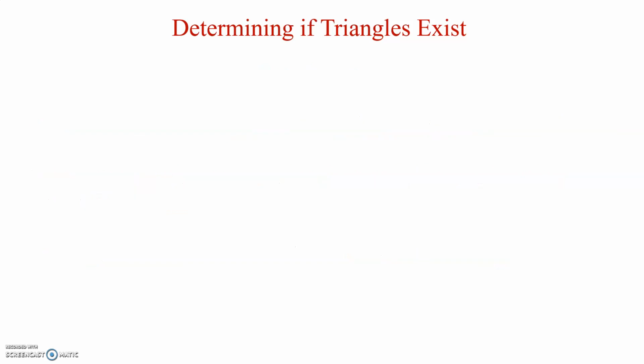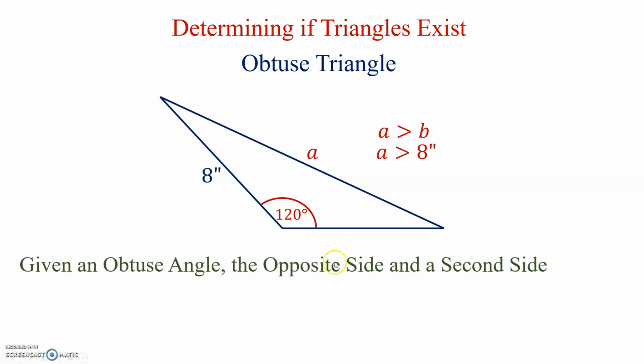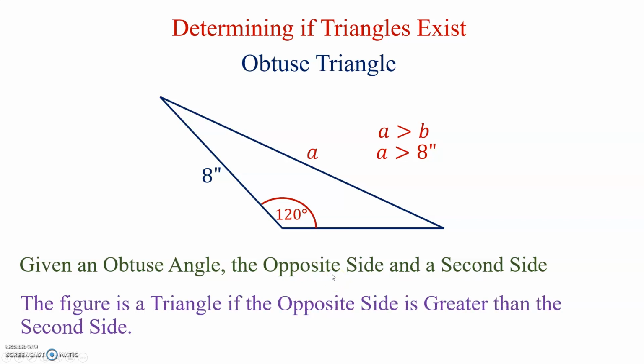So now let's look at not acute, but obtuse triangles. In this obtuse triangle, we have our angle, we've got a side, and we have the opposite side. So same situation. Here it's quite evident that A has to be bigger than B. If we put some actual numbers, 120 degrees, if B was 8 inches, it is evident that A has to be greater than 8. So, conclusion, if we've been given the obtuse angle, the opposite side, and a second side, in order for it to be a triangle, the opposite side has to be greater than the second side.